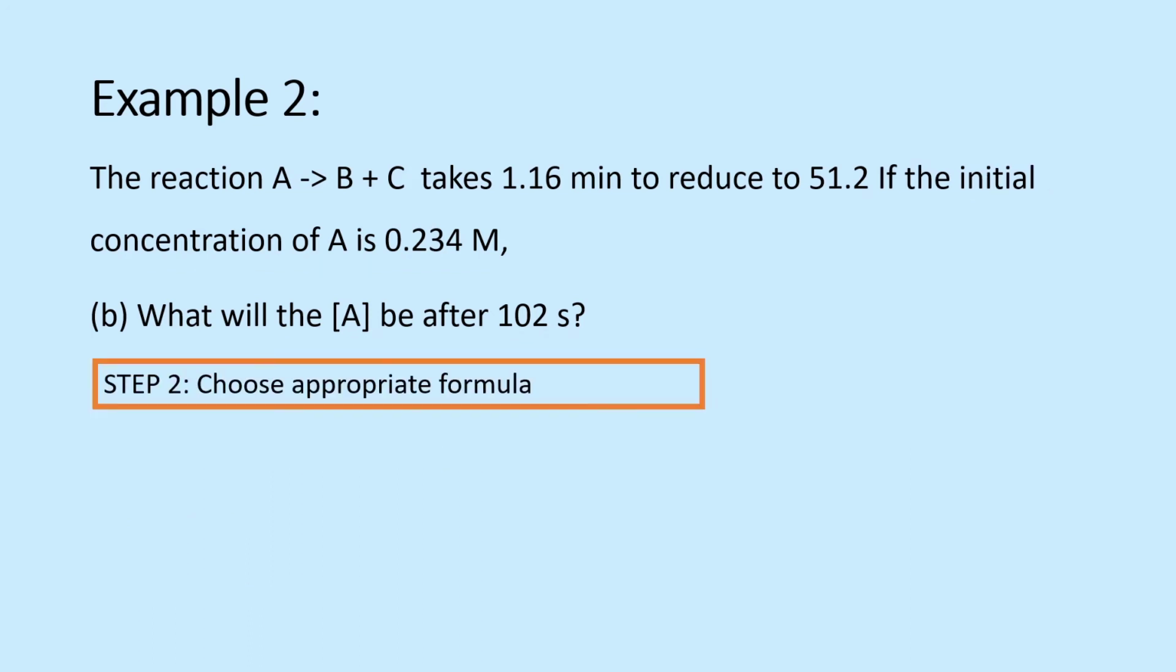Step number 2 is to choose an appropriate formula to do the calculation. For this question, again, it involves time. So we must use the integrated rate law equation. Which order? From part A, we know that this reaction is second order. Therefore, we should use the second order integrated rate law equation to do the calculations. And the reagent here is A, so we can use A as the reagent in the formula.